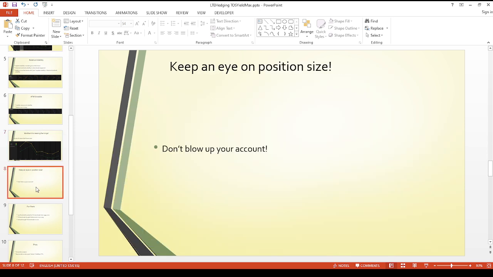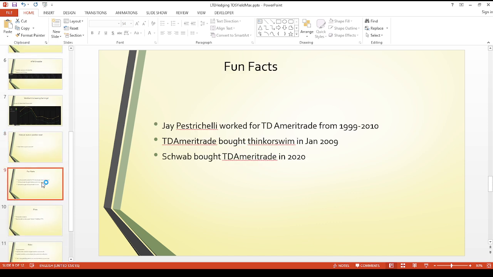But of course, whenever you're doing these types of analyses, you still have to keep an eye on the position size so that you don't want any one mistake to crater your portfolio.